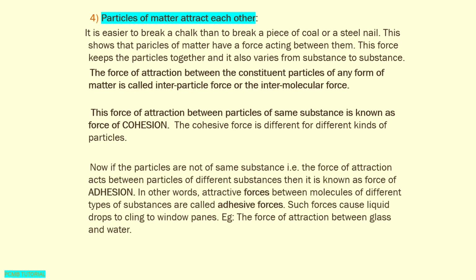Now, if the particles are not of the same substance, that is, the force of attraction acts between particles of different substances, then it is known as force of adhesion. It is the attractive force between molecules of different types of substances. The force of attraction between glass and water is the force of adhesion. Because of this, when it rains, we often see the raindrops cling to window panes.